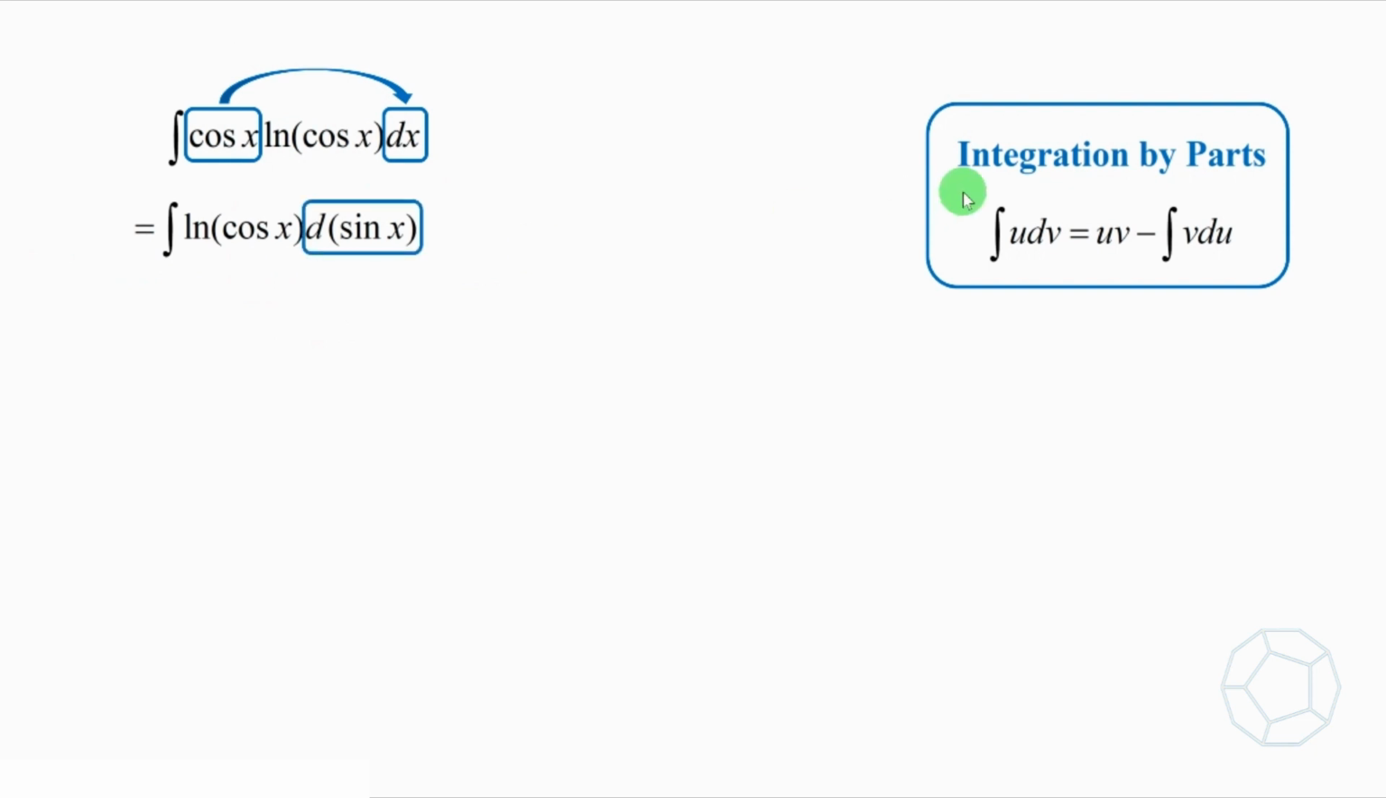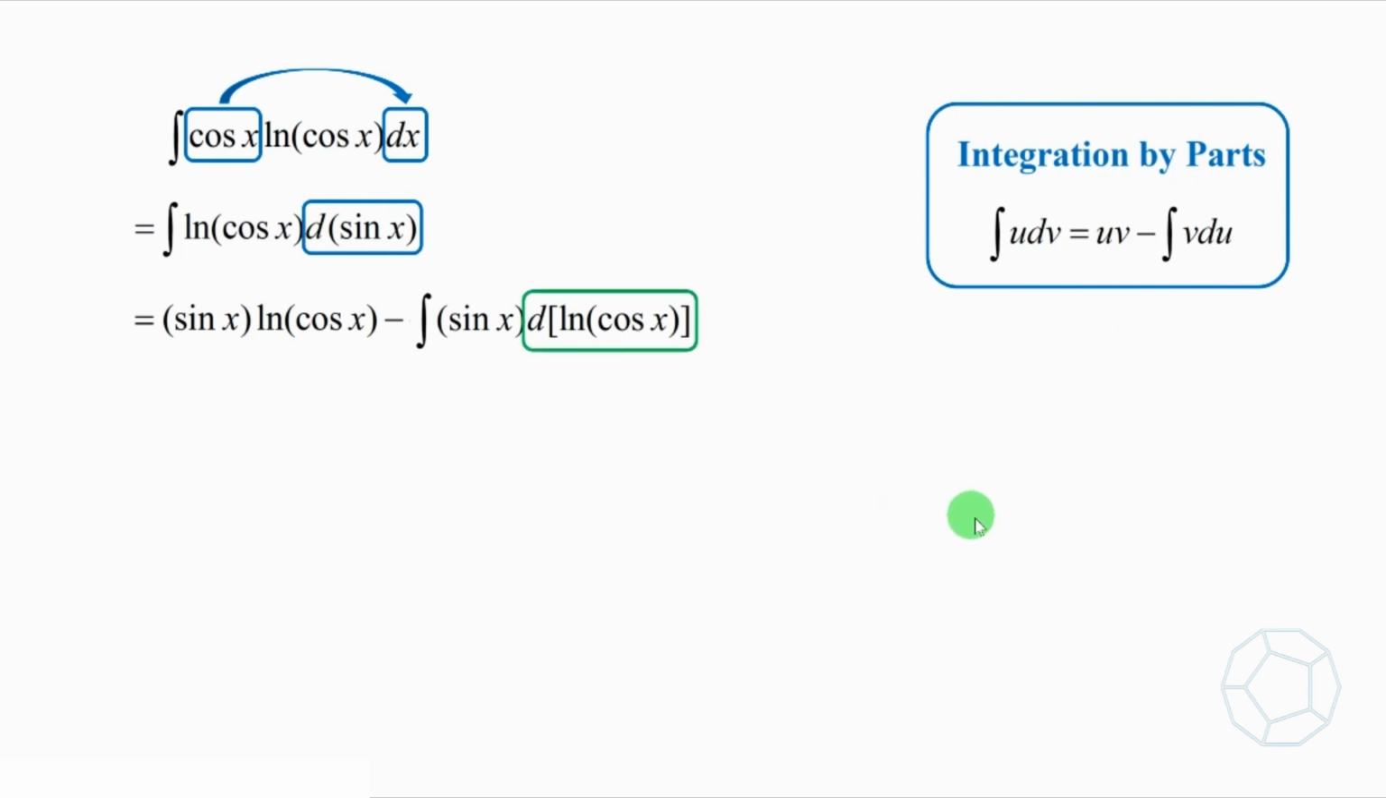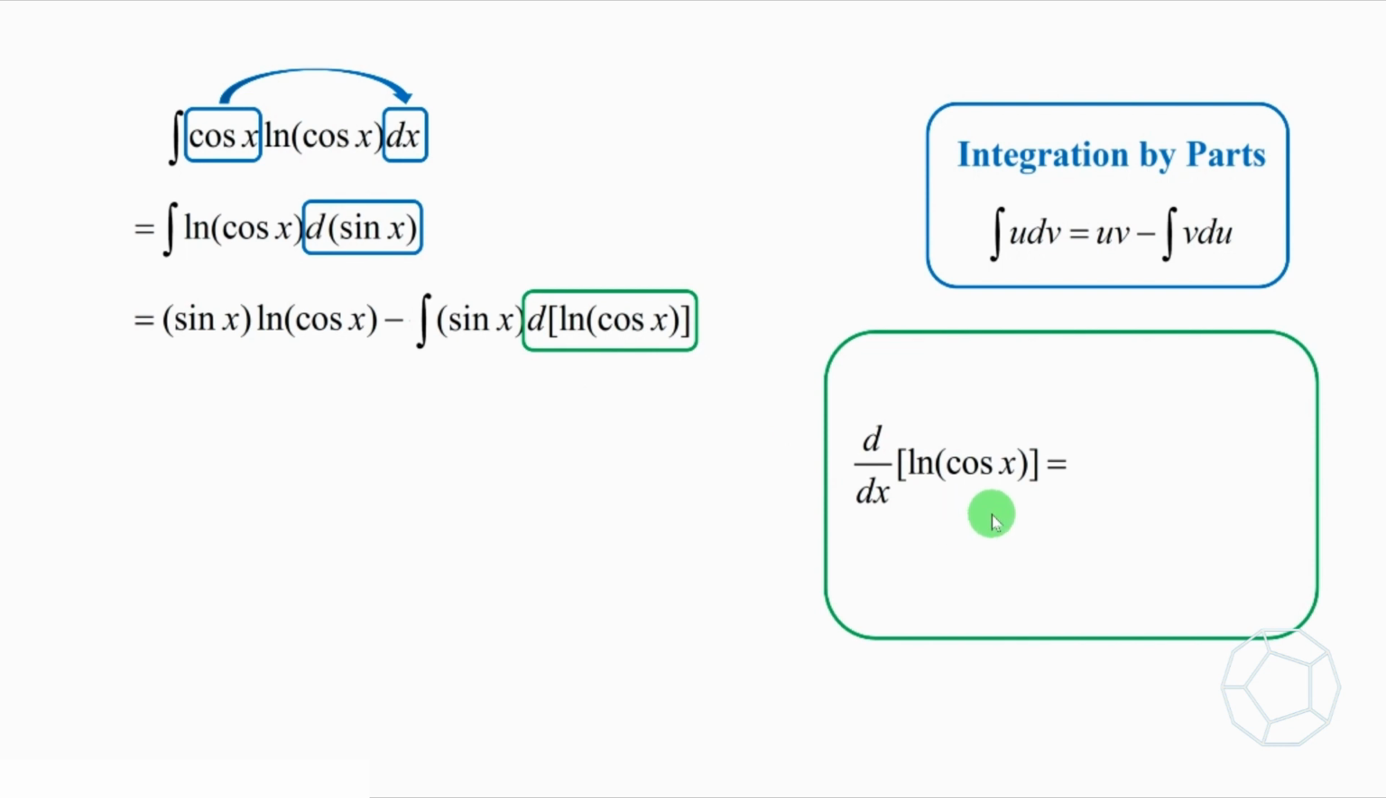Comparing it with the formula of integration by parts, u is equal to log cosine x and v is equal to sine x. So the first term is the product sine x times log cosine x. The second term is the integral by swapping u and v, which is integrate sine x d bracket log cosine x. Now, let's look at this term. We have to differentiate log cosine x.